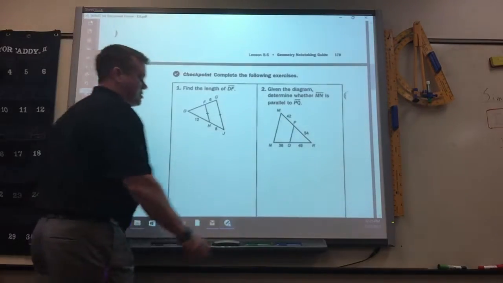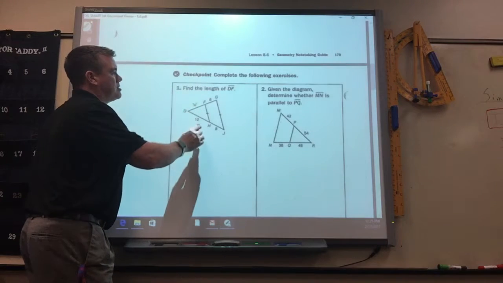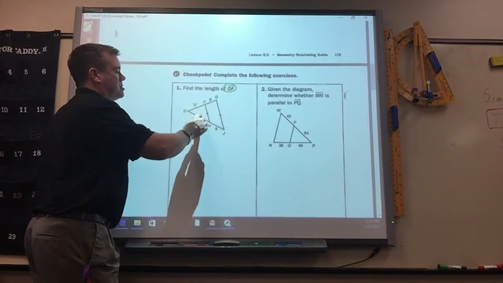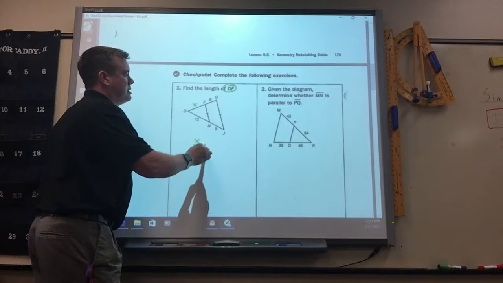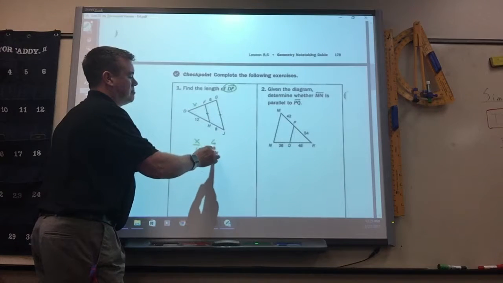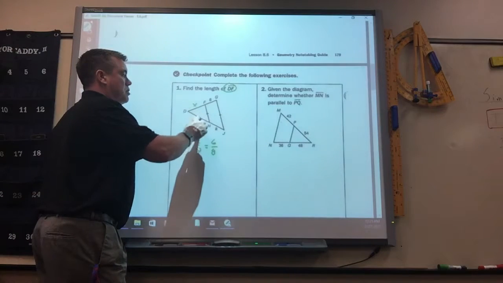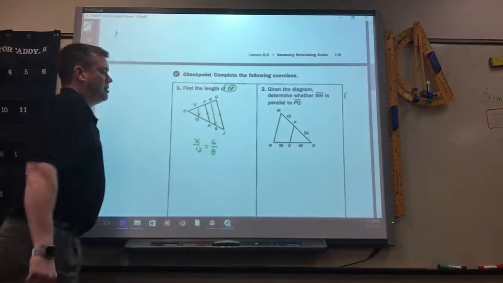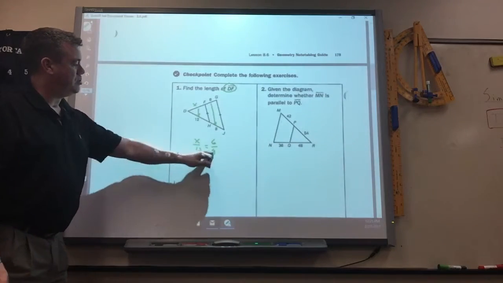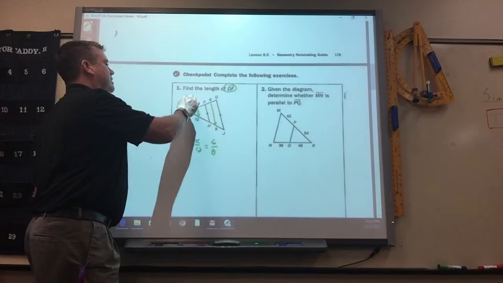Okay, so this is the same thing right here. To find this, DF, it's just x to 12 equals 6 to 8. So you just follow the same pattern when you're writing it out. So it'd be 72 divided by 8 is 9.